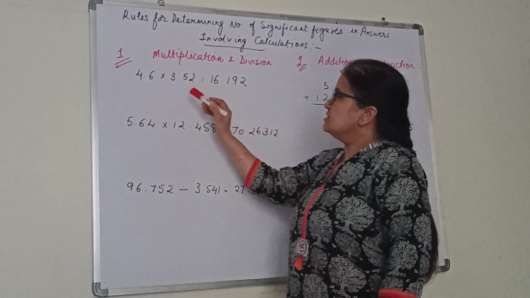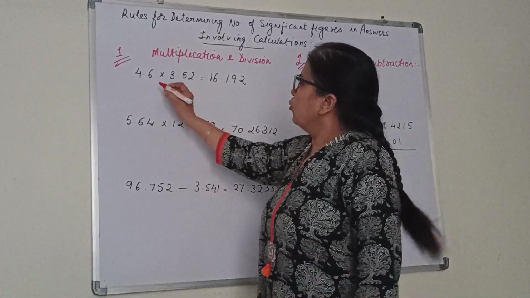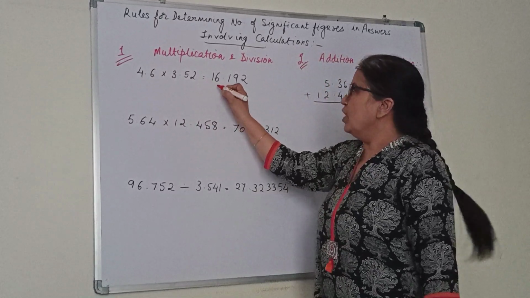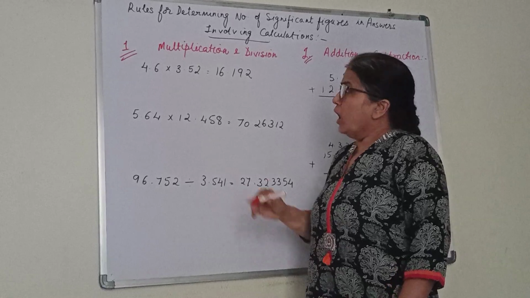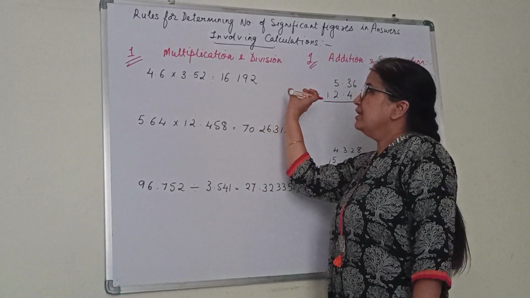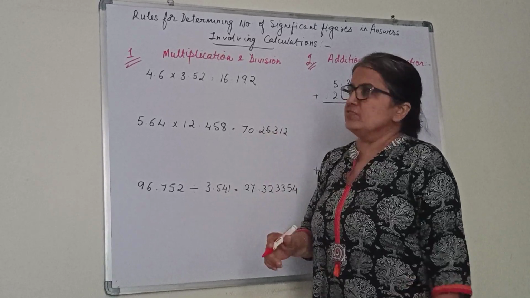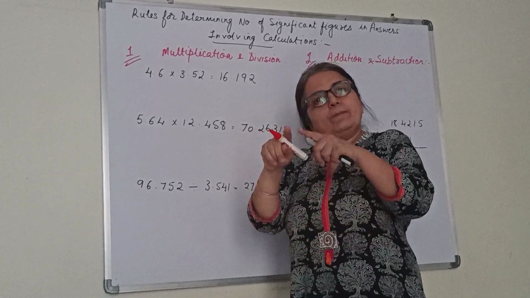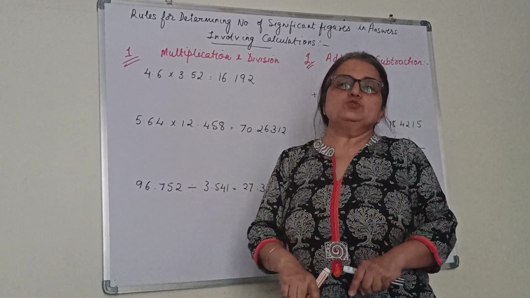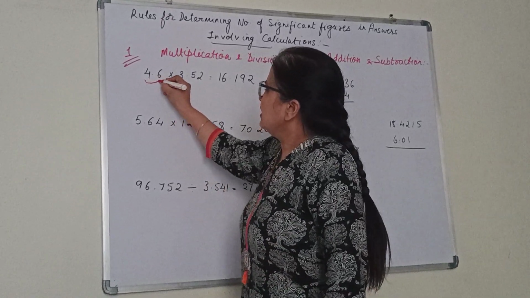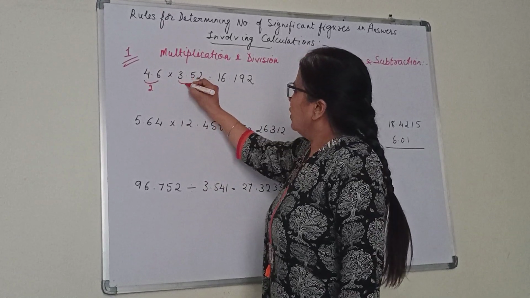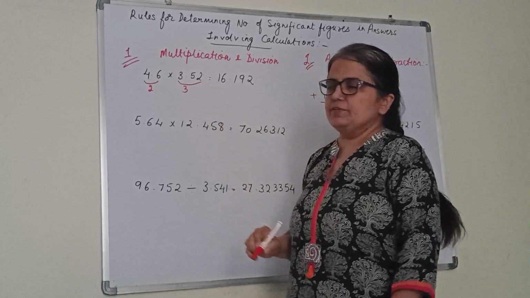Okay. Now, suppose you have this number 4.6 multiplied by 3.52. How do you represent the answer? You will not write the answer as 16.192. How will you represent it? You have to check which two numbers you multiply. How many significant figures does each one have? Like this one. This has 2 significant figures. The second one has 3 significant figures.